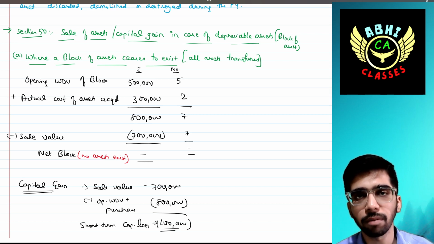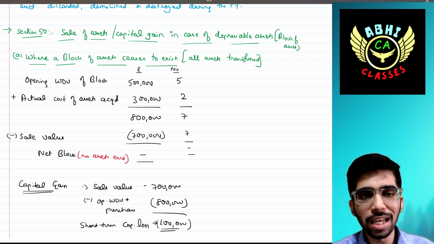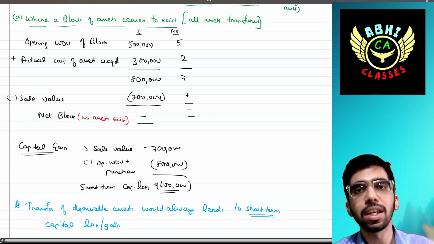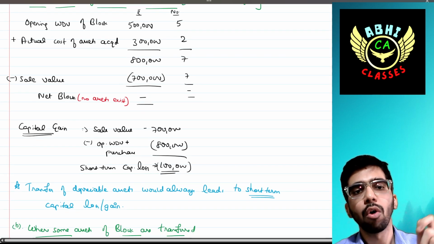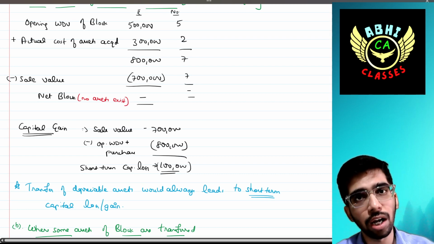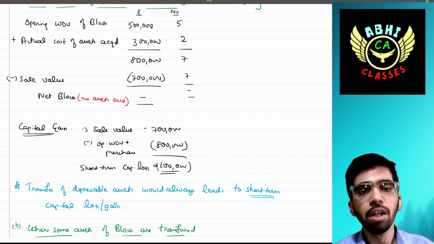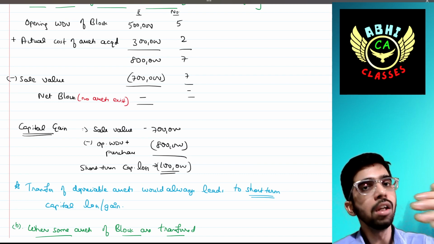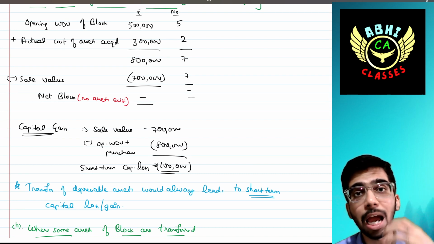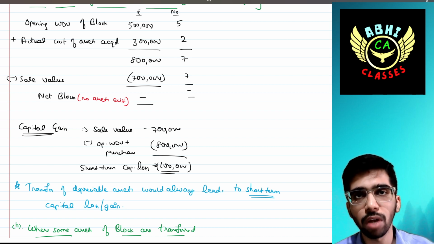Here the capital loss is there, no asset is there, right? The capital gain or loss would be: selling price is 7 lakh, the opening WDV plus the addition made during the year is 8 lakh. Then there is a loss because the selling price is less than the WDV, and accordingly a short-term capital loss would arise.